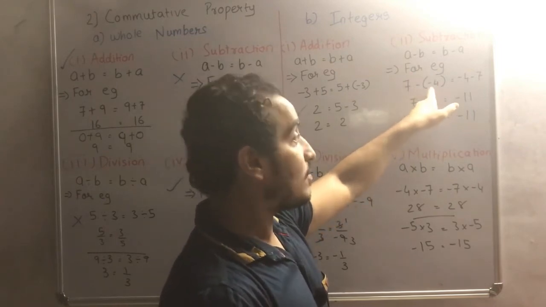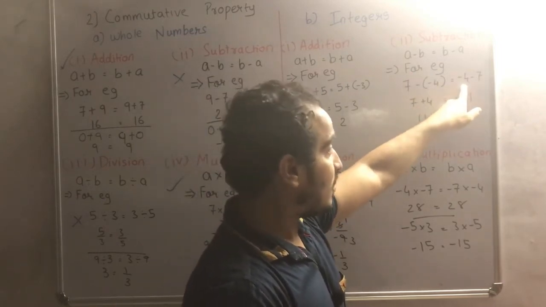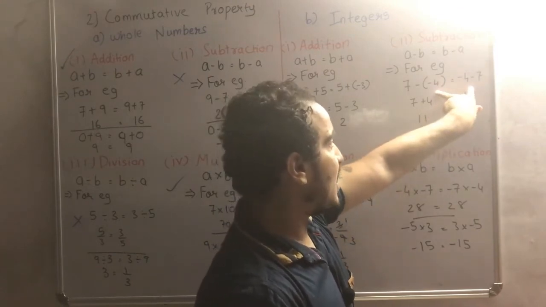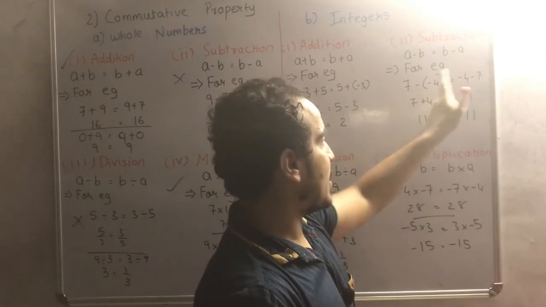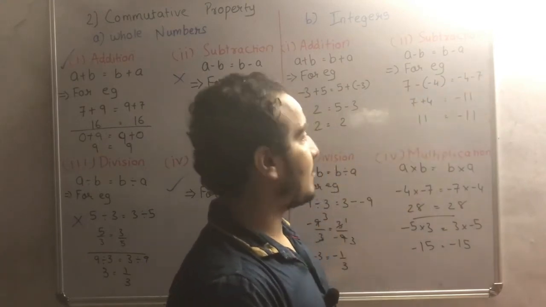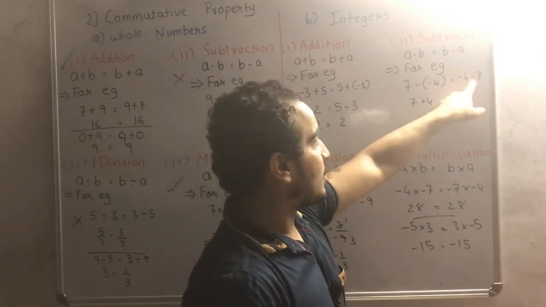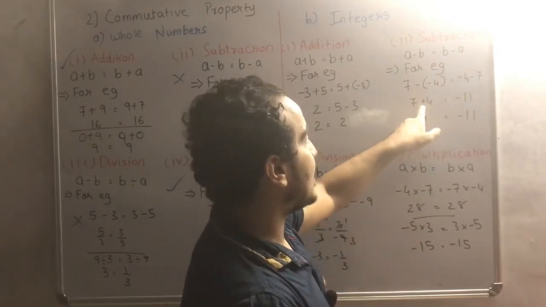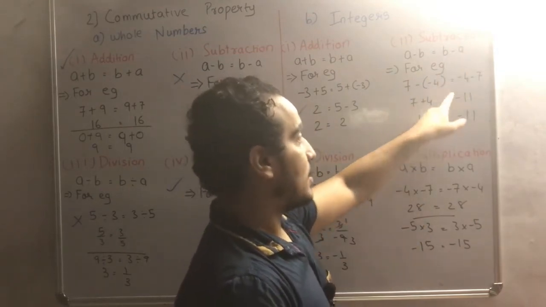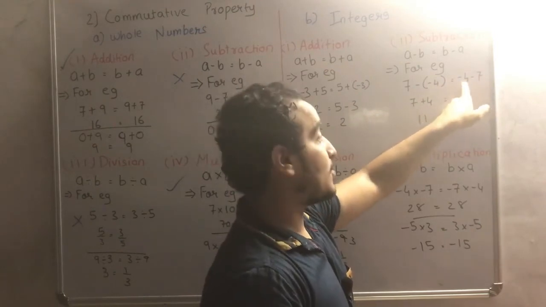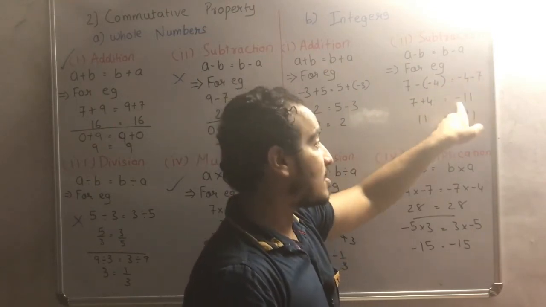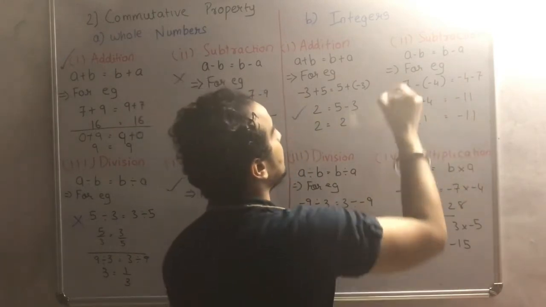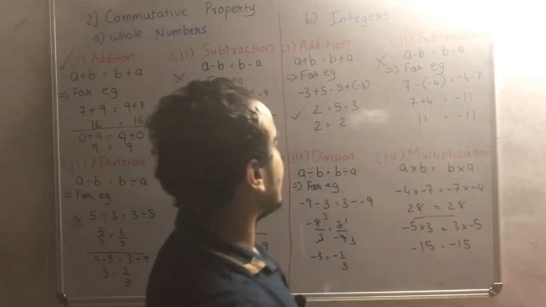Let's see with an example. 7 minus minus 4 and minus 4 minus 7. See here, b is the same, minus 4 and minus 4, and a is the same, 7 and 7. This minus sign is the sign of b minus a. Okay, so now minus minus plus, 7 plus 4 is 11, and the sign of the greater number is minus, so minus 11. So both are not the same, so subtraction cannot follow the property.